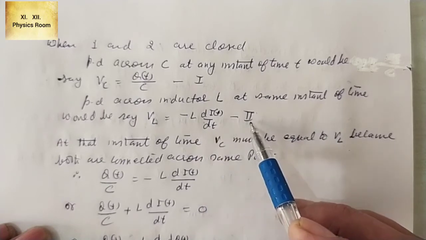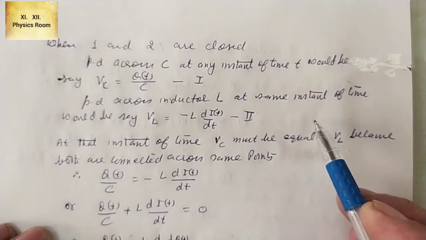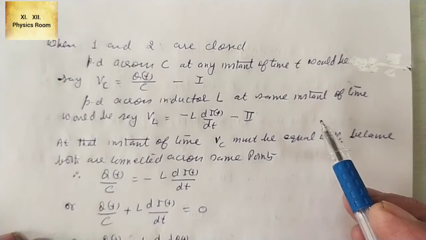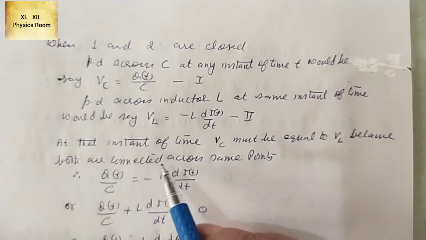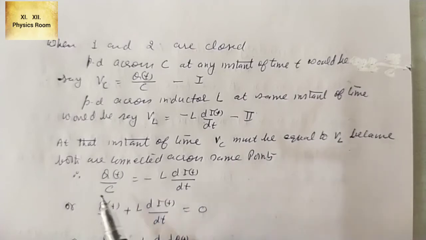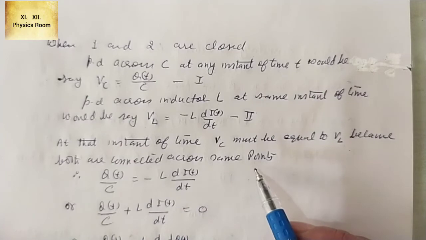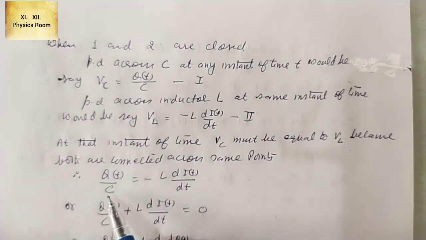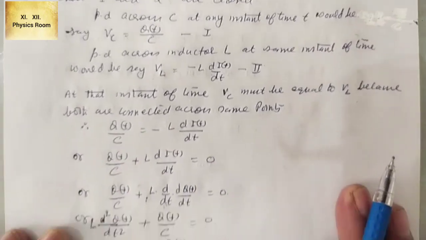Mark it as equation 2, because induced EMF e(t) is equal to minus L di by dt, as we have seen in the previous chapter. At that instant of time, Vc must be equal to VL because both are connected across the same points. Therefore, q(t) by C is equal to minus L di by dt. Or we transfer this to this side, so q(t) by C plus L di by dt is 0.